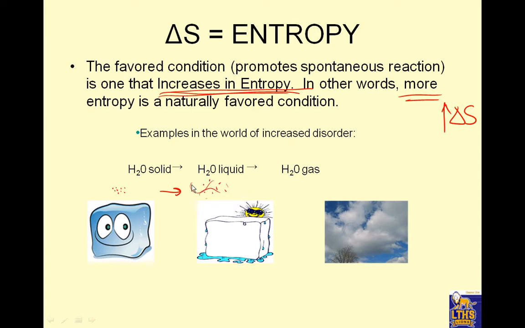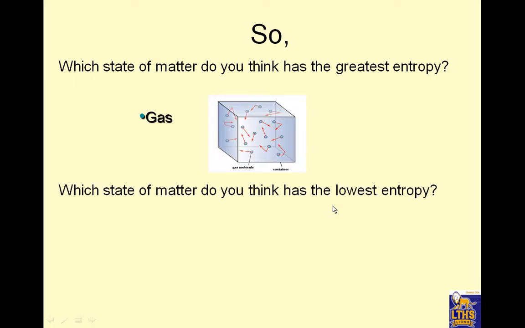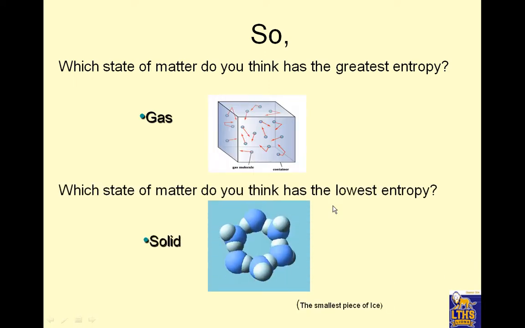There's more combinations of different types of energy at this higher temperature, and so those molecules have more entropy. In a gas, they can go wherever they want. So there's more combinations of possible energy for a gas based on its position and its motion. So that has the most entropy. Which state of matter do you think has the greatest entropy? I may have just told you, but if you said gas, you're right. State of matter with the lowest entropy, if you said solid, you're correct.